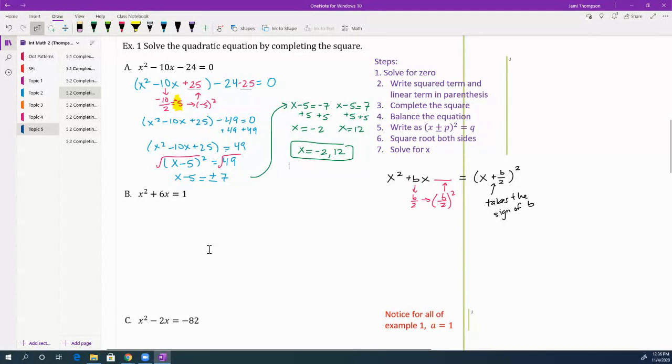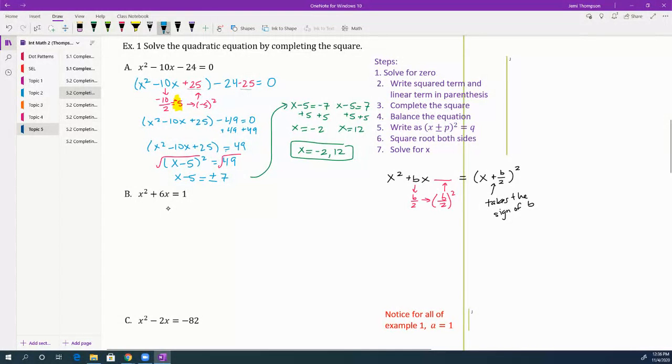So we've got some more, and they're going to look very similar. Notice that for A, I had x squared minus 10x minus 24. This minus 10x means that when I factor this, I get a minus inside the parentheses. This one's a plus. So when I factor it, I'm going to have a plus inside my parentheses.